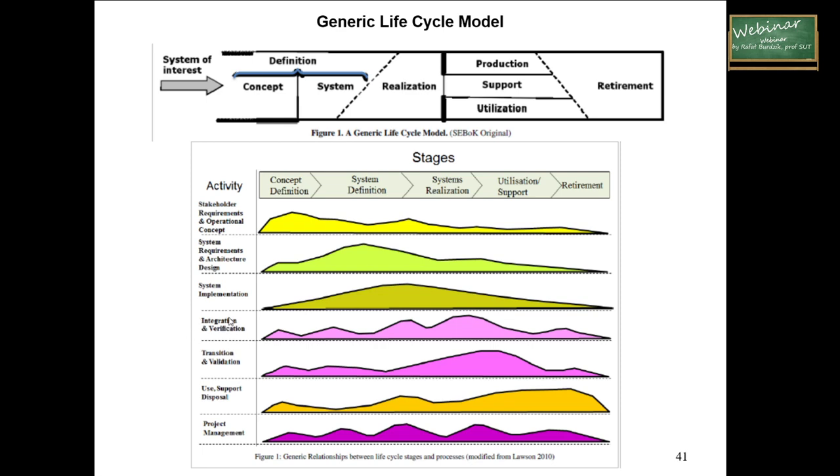Then we've got all activities on the integration and verification. As you can see, it is not just one peak, but we've got a few local peaks. And on each stage of the system life cycle, you have to conduct the investigation and verification. The most important part of the integration and verification should be taken during the system realization, yes?